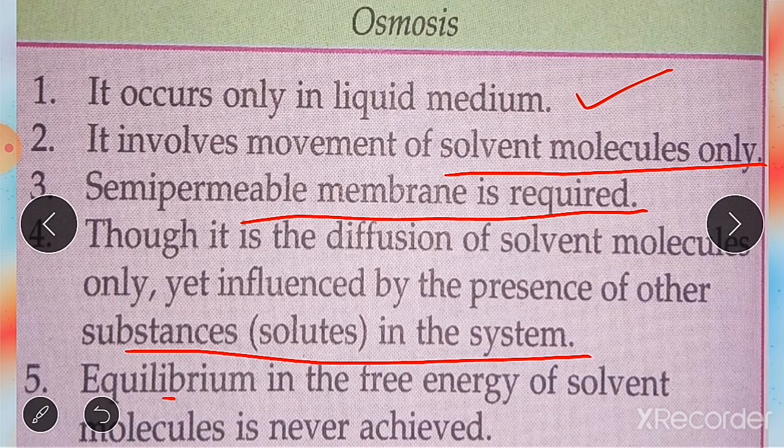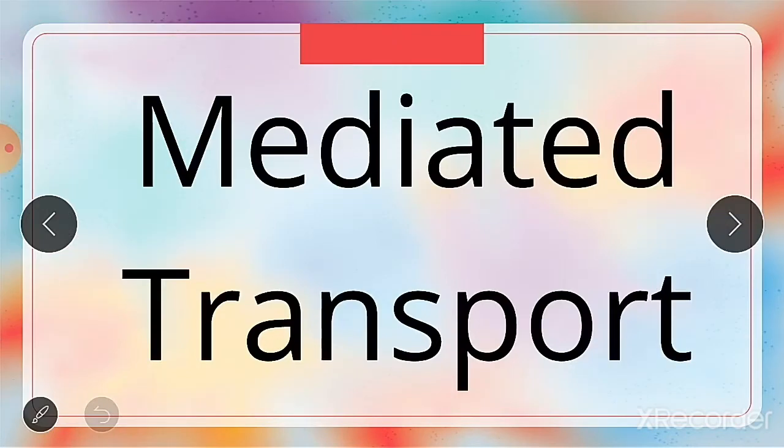Number 5, equilibrium in the free energy of solvent molecules is never achieved. So here there is no equilibrium in the process of osmosis. Okay, so these are some differences between diffusion and osmosis. I think you are getting my points.